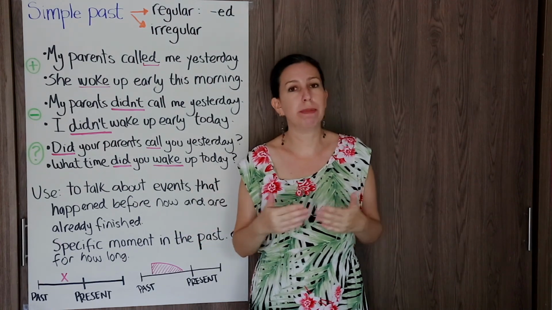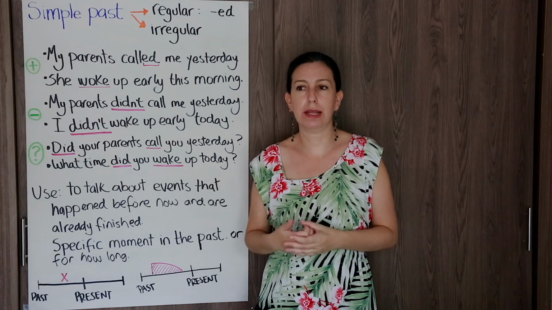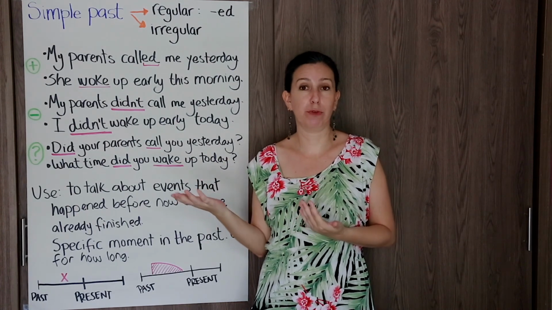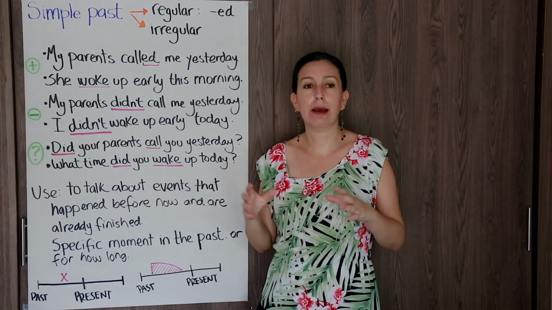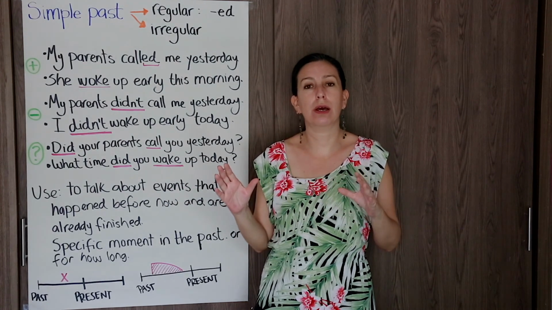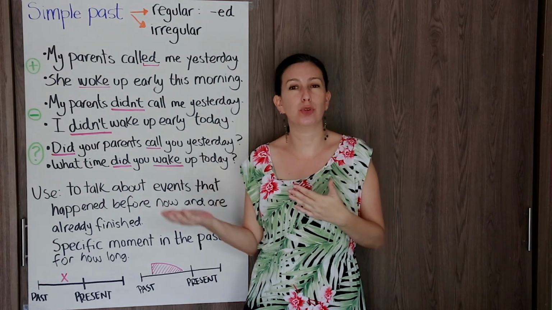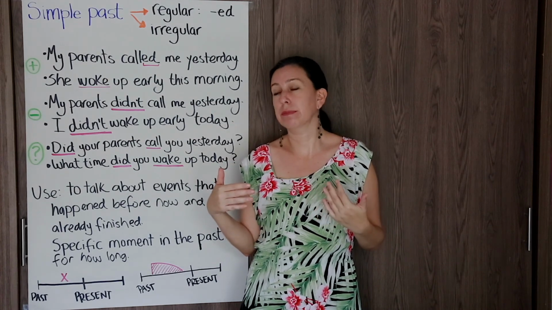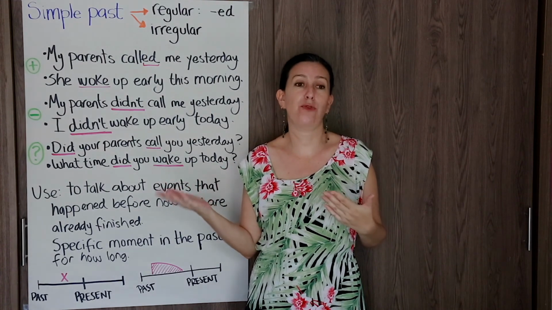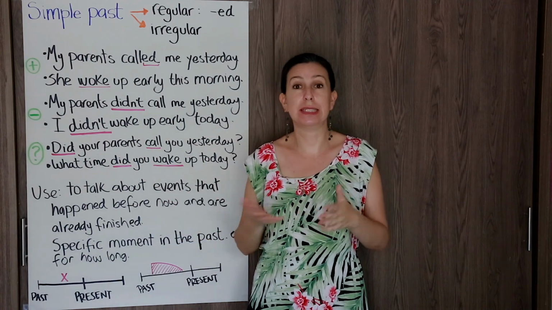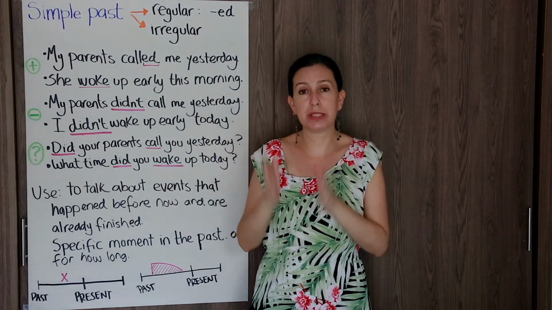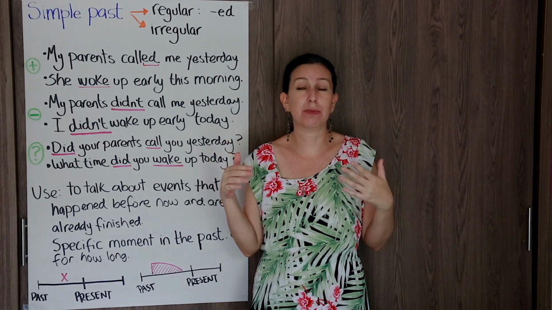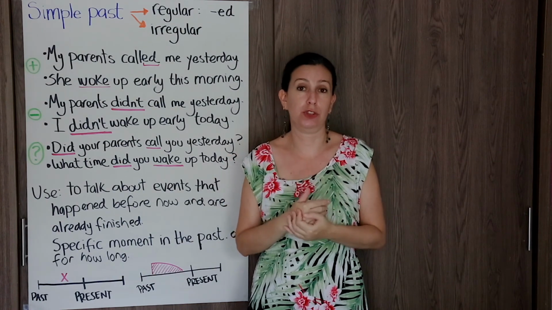So it will be talking about a specific moment in the past, for example, last year I went to Cancun for my holidays, or it can talk about for how long an action took place. For example, we lived in the United States for 8 years. But it's the simple past tense. So it can be a specific moment in time or the duration of an event in the past, but this action needs to have finished.